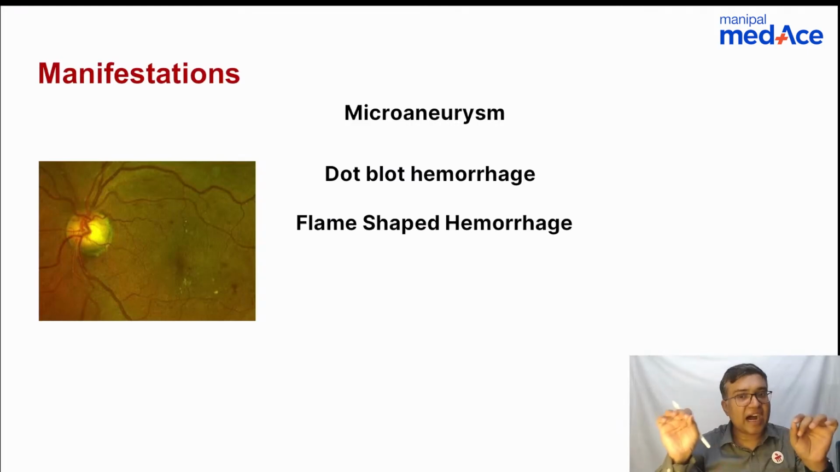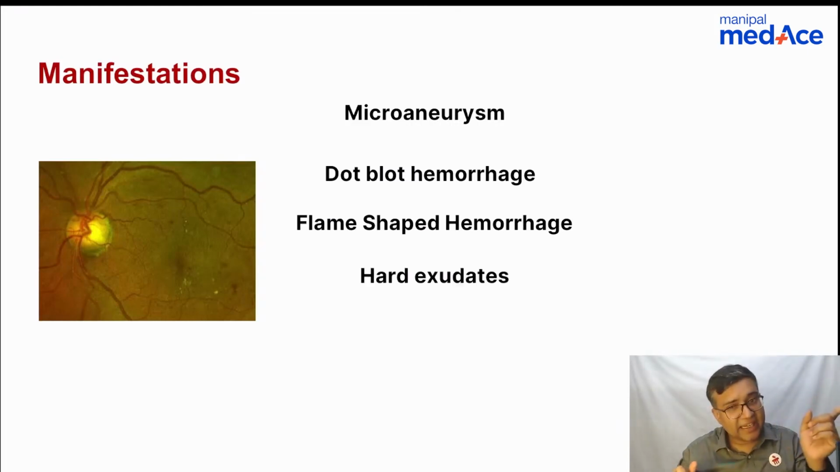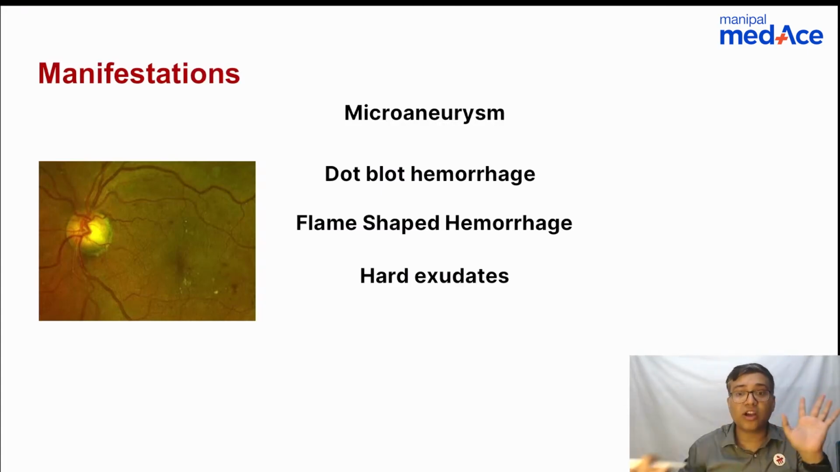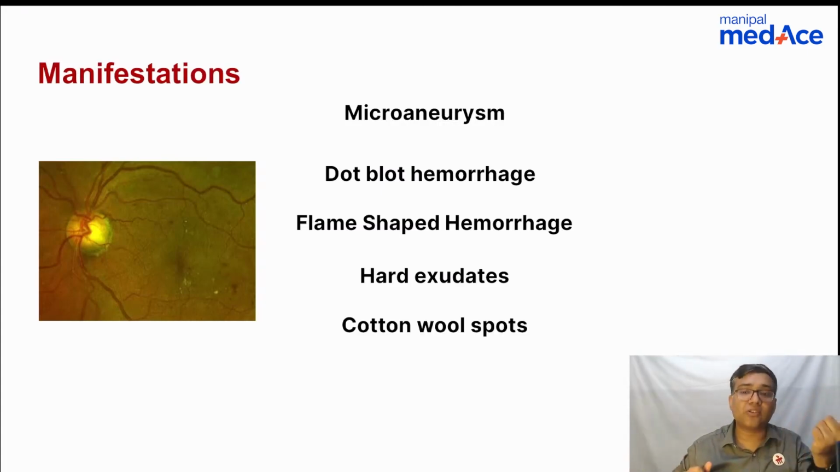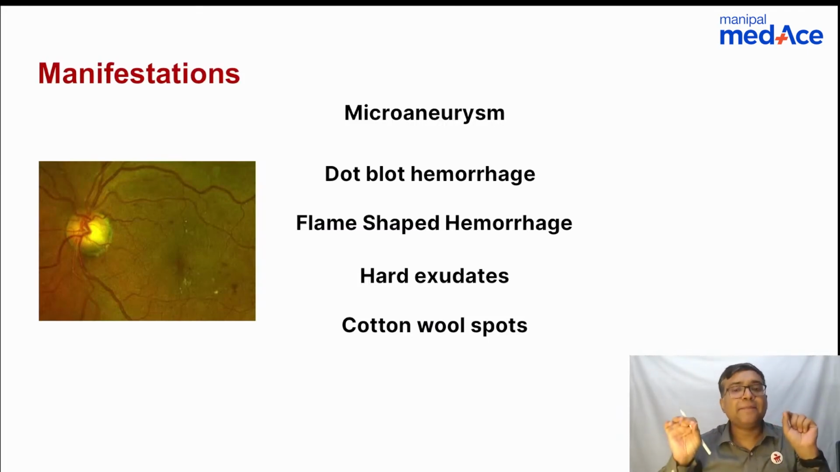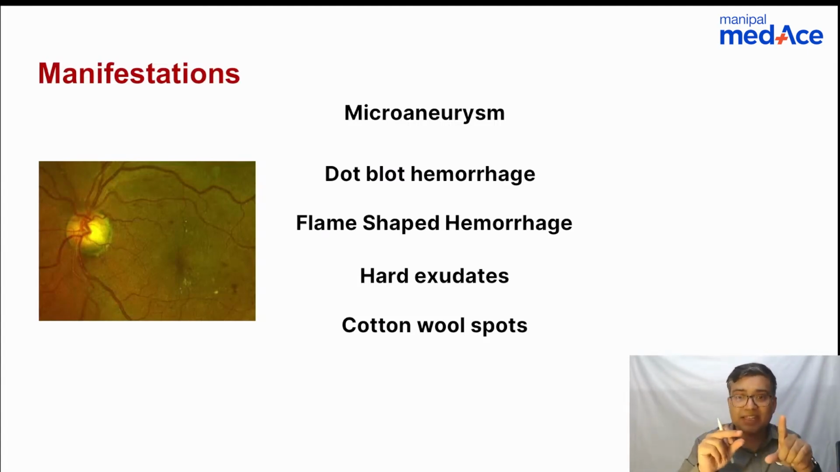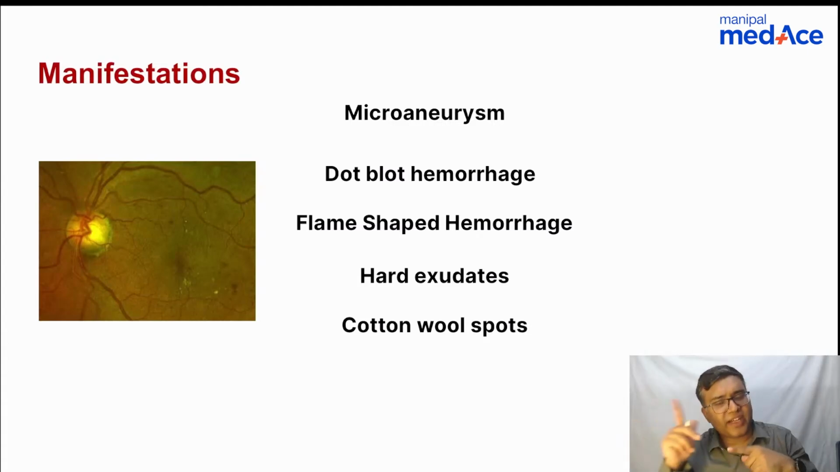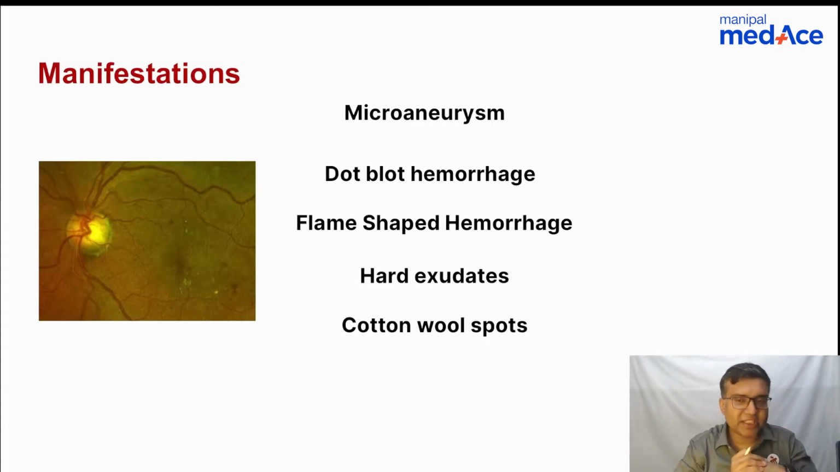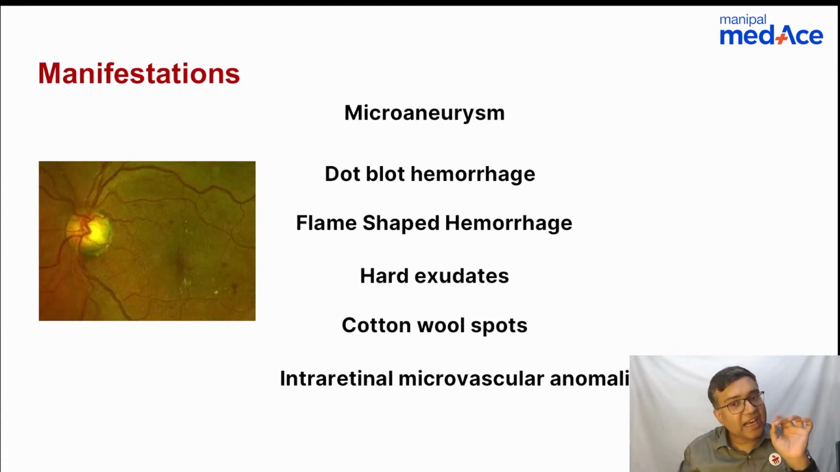Then you can have hard exudates in the inner layers, and you can have RNFL infarcts. RNFL infarcts are called soft exudates, or they are also called cotton wool spots. So these are the most important manifestations of non-proliferative diabetic retinopathy. Please remember that before we move to proliferative diabetic retinopathy, there is one more manifestation where there are abnormal communication channels between the veins and the arteries. These are called intraretinal microvascular anomalies, the IRMAs.